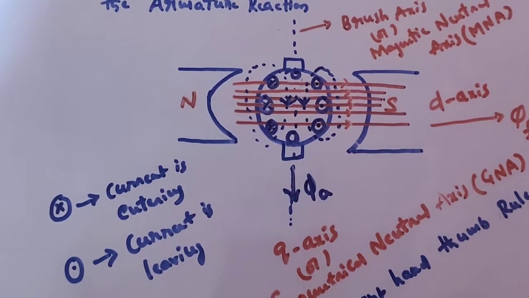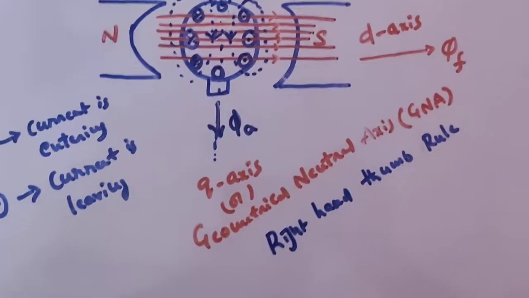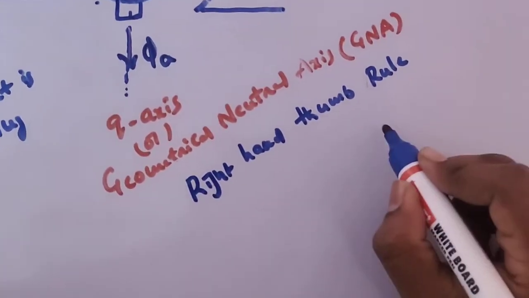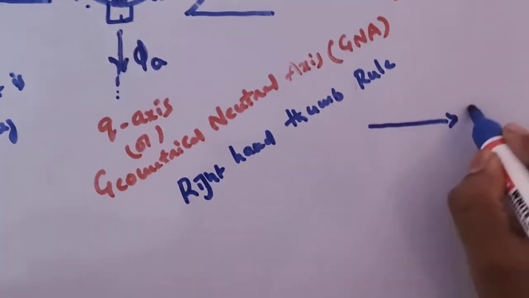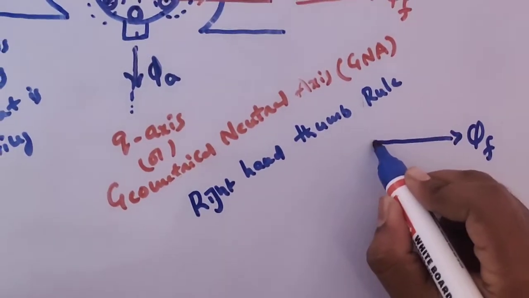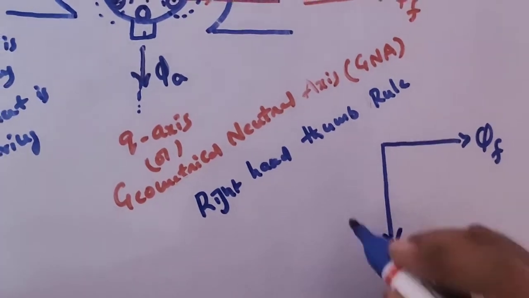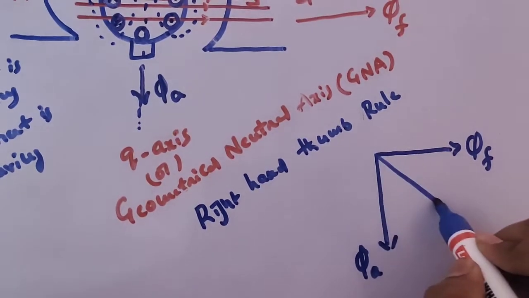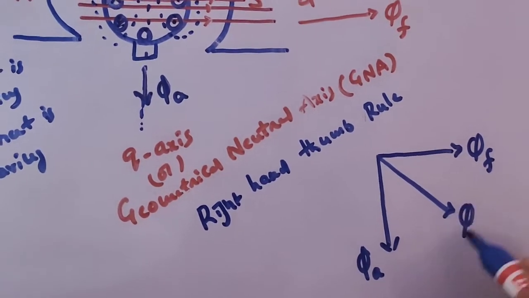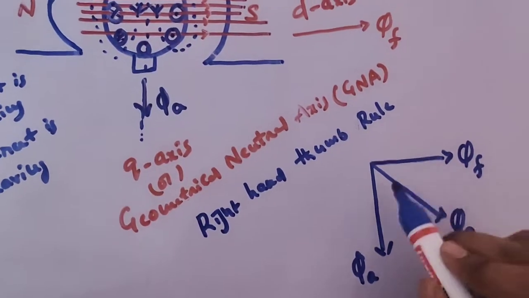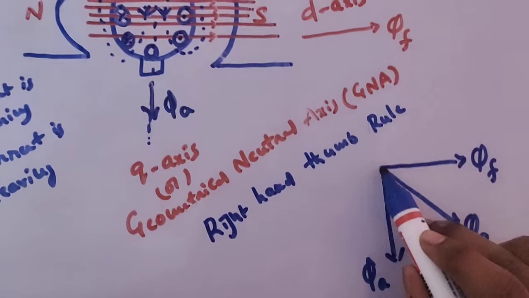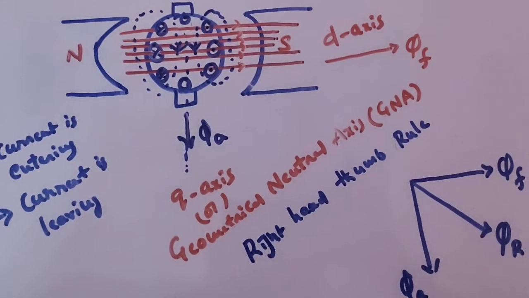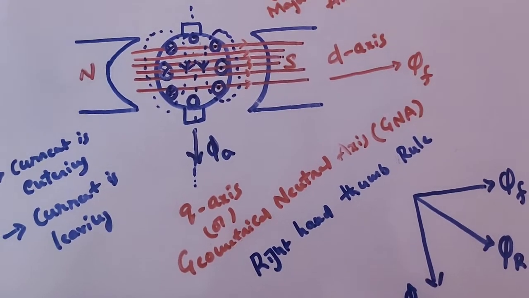Now, what is the resultant flux direction? We have the main field flux moving in this manner, phi f, and we came to know that the armature flux is moving in this manner, phi a. So finally, we are going to have the resultant flux, phi r. That means there is a distortion in the main field flux. Actually, it should flow in this manner, but it is flowing like this. Now we'll focus on the third case, where we see how the resultant flux is represented here.